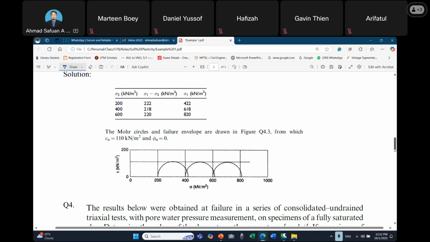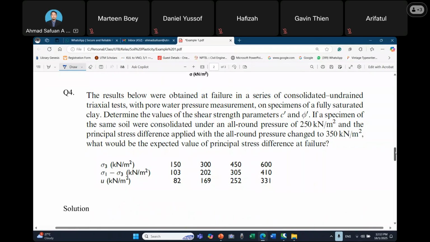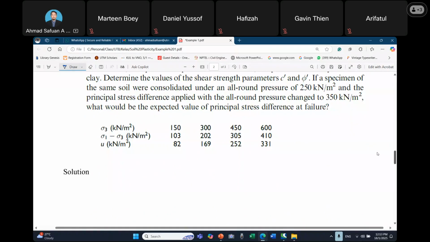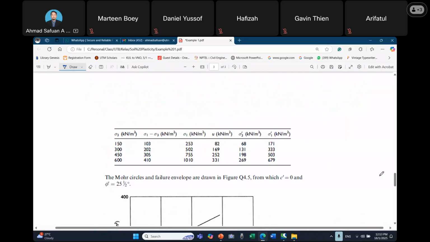So sigma 3 is equal to 150, 300, 450, and 600. Then we have sigma 1 minus sigma 3 at failure, which is the difference: 103, 202, 305, 410. Later on we will have two lines. We need to determine the effective value, as we have the pore water pressure there.